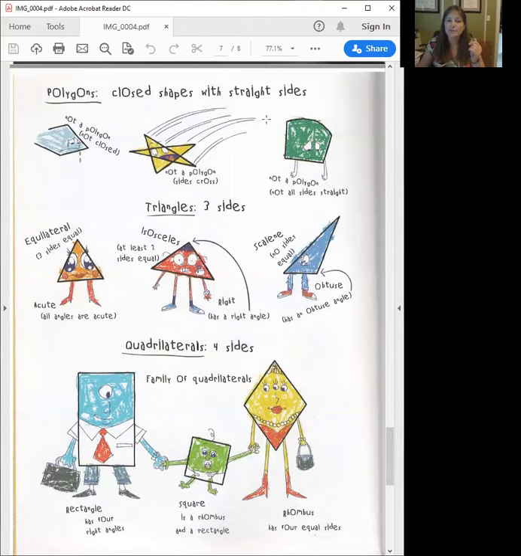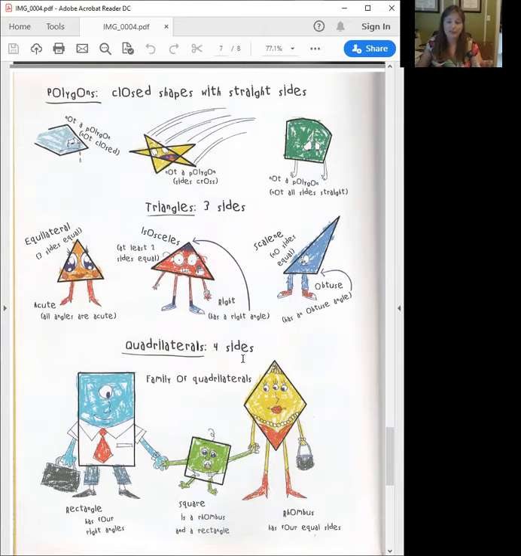Polygons, closed shapes with straight sides. So this guy here is not closed, so he's not a polygon. And this one has crisscrossing sides, so it's not a polygon. And this one's not a polygon because not all its sides are straight. It has this curved side. But triangles are polygons, no matter if they're equilateral or scalene or isosceles or right or obtuse or acute.